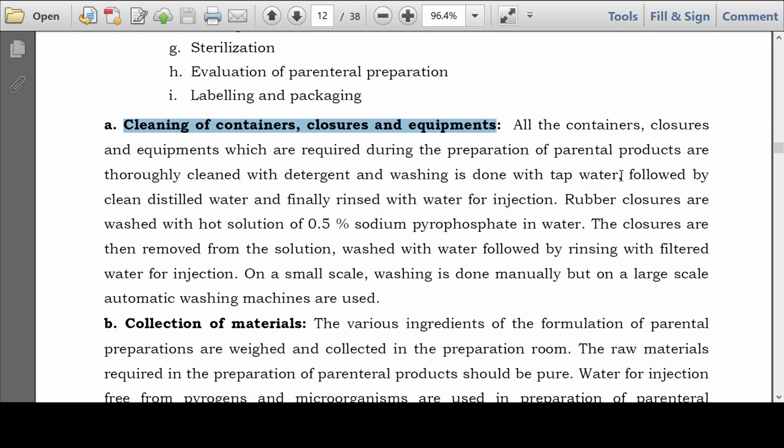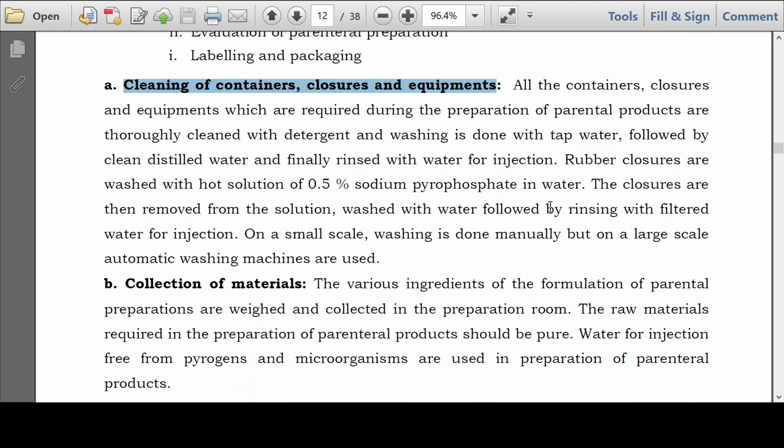Obviously, on a small scale, the manual procedure can be followed, but on a large scale, the manual procedure will not be feasible. So, on a large scale, machines are used for the cleaning of container closure and equipments.